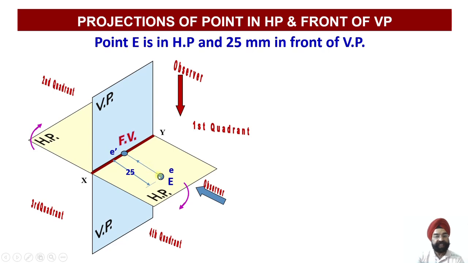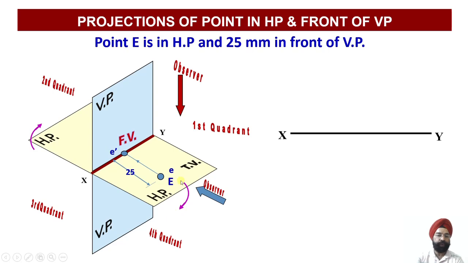So this distance of 25 mm will give me the location of this coordinate, that is small e, which is my top view. Now this projection is lying over here, but this is lying on HP, that is the top view is lying on HP. So front view lies on the XY line, but the top view is lying on HP. But projections on HP cannot be viewed directly.